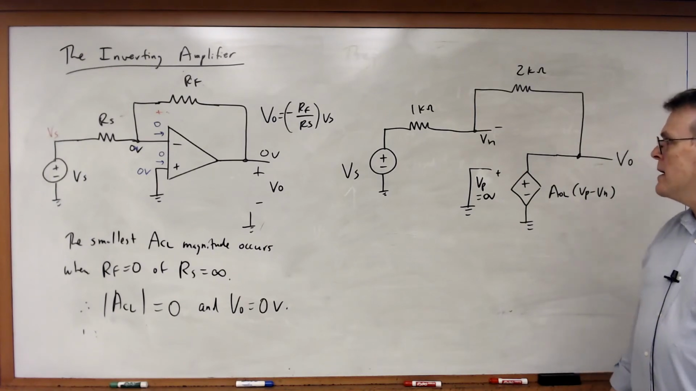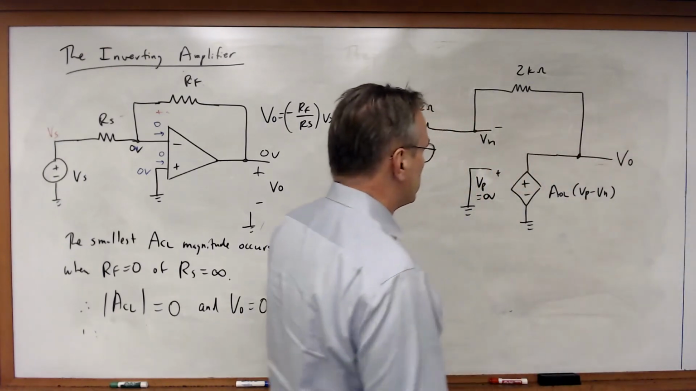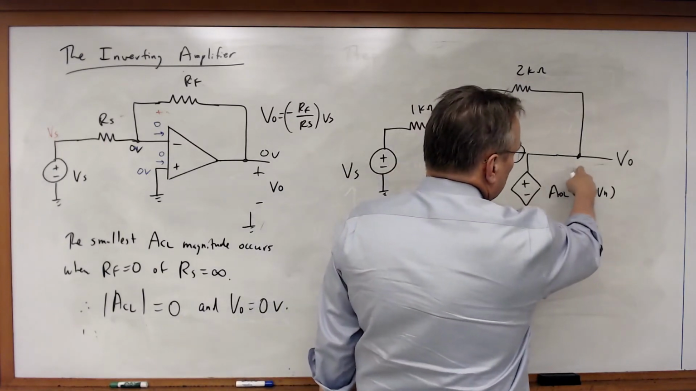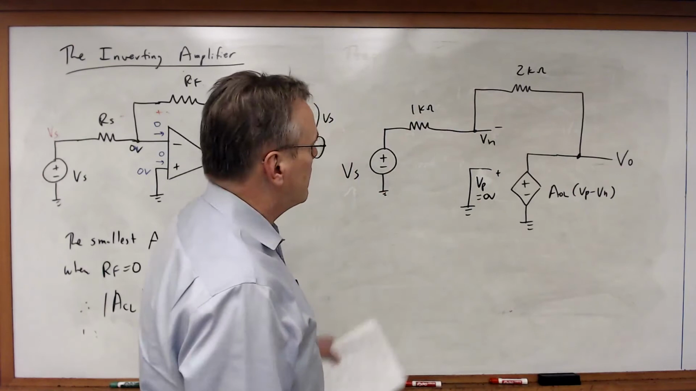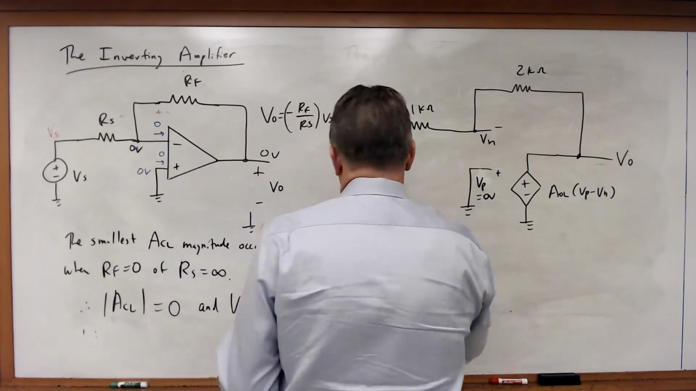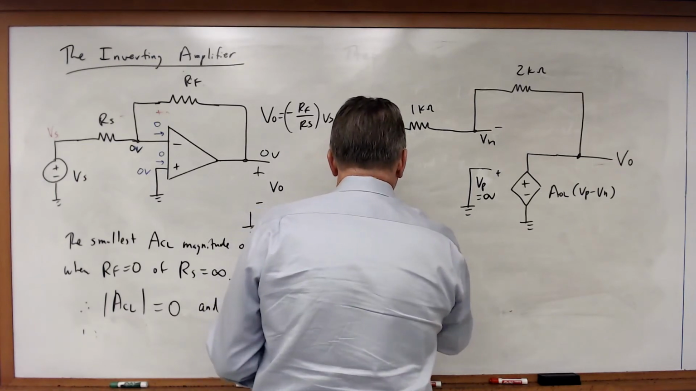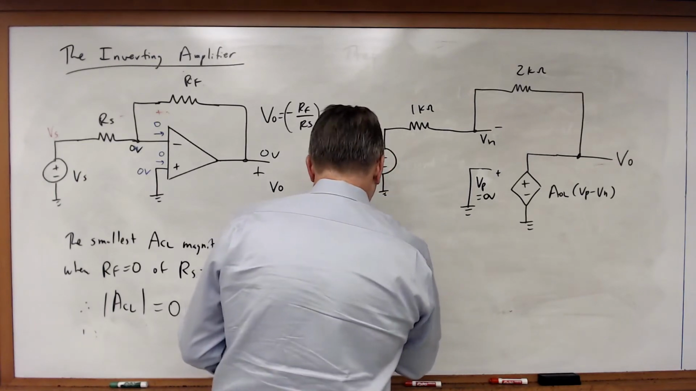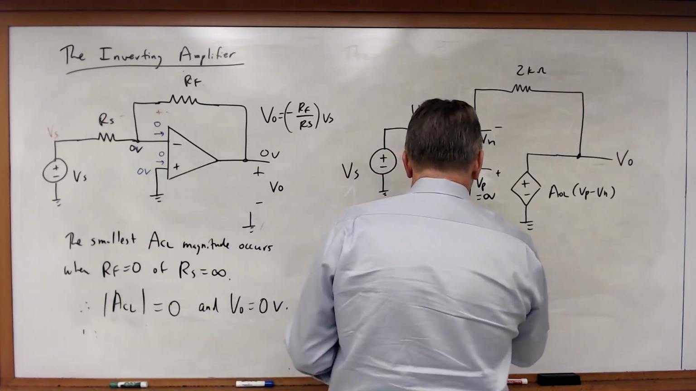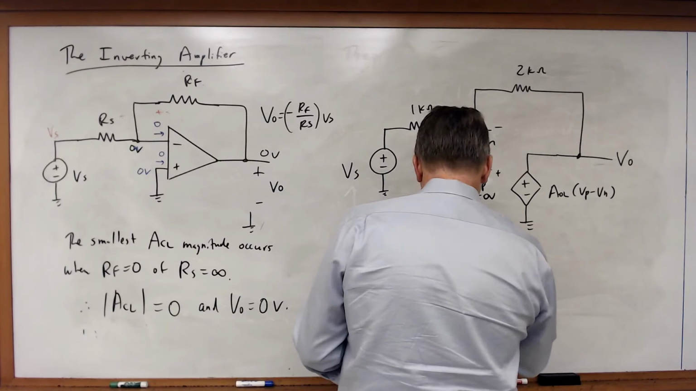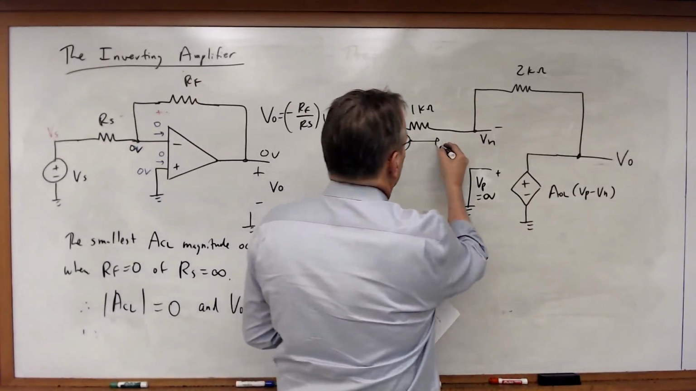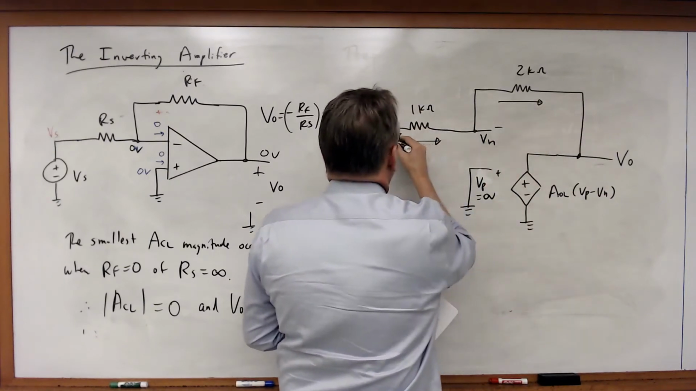So in this case, I'm going to go ahead and solve this using nodal techniques. That's a defined node, so I'm certainly not going to write an equation at this output node, but I can certainly still write an equation here. So what I get is that Vs minus V sub n divided by 1,000 is equal to V sub n minus V sub o over 2,000. So I just wrote a KCL equation for my inverting input node.